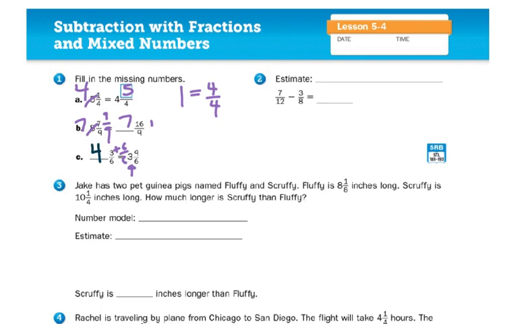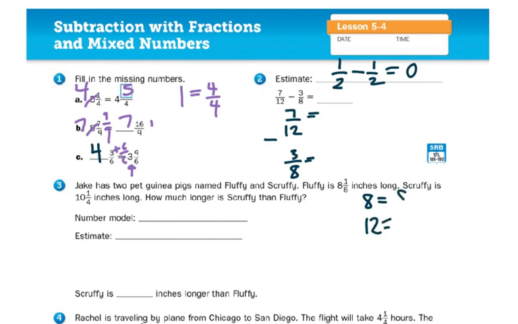Number 2. My estimate, 7/12 is equal to 1/2. And actually 3/8 is pretty close to half. So my answer is actually going to be pretty close to 0. Now I'm going to write this vertically because it makes my life so much easier. This time I'm going to write out the multiples, and I'm going to take the first one they have in common.